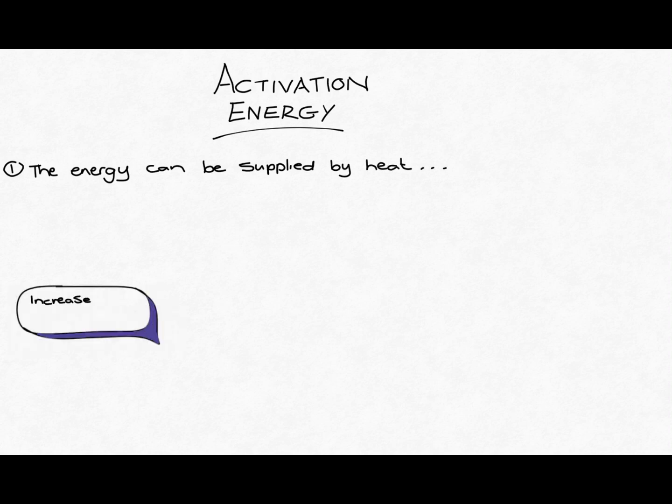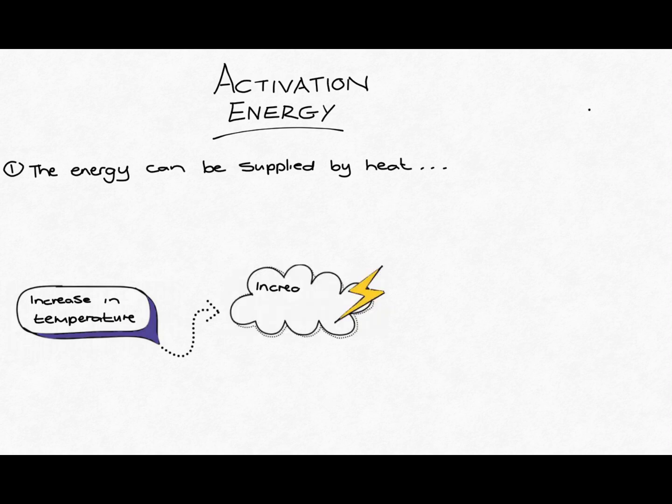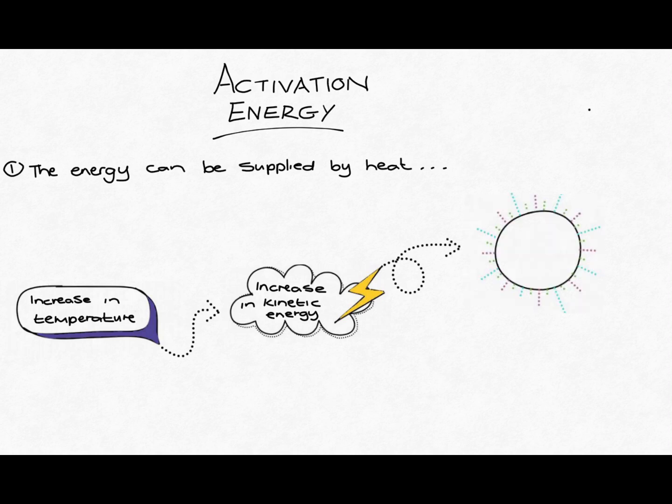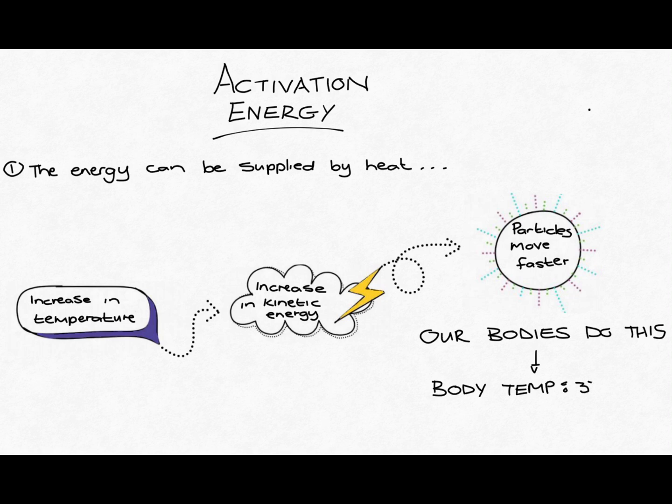So if we increase the temperature, we know that we will also increase the kinetic energy. Kinetic energy is increased, the particles will move quicker. This will cause more collisions to occur and more reactions to occur. Our bodies kind of already do this. Our body temperature is at 37 degrees Celsius, which is much higher than the external environment. But this is not enough for the reactions in our body to occur.